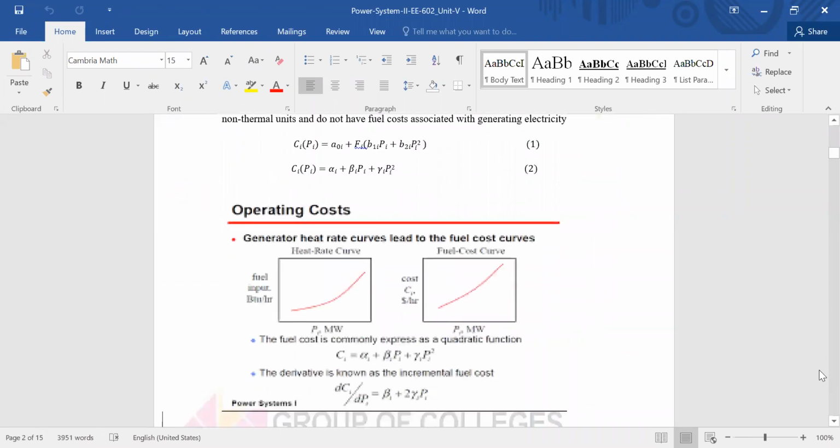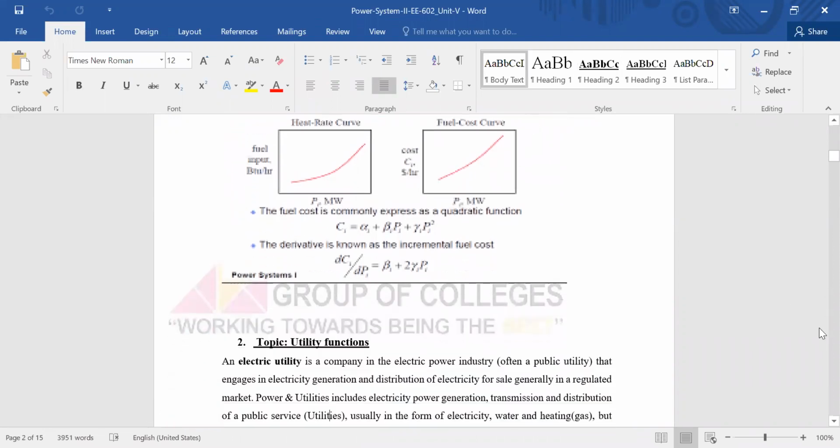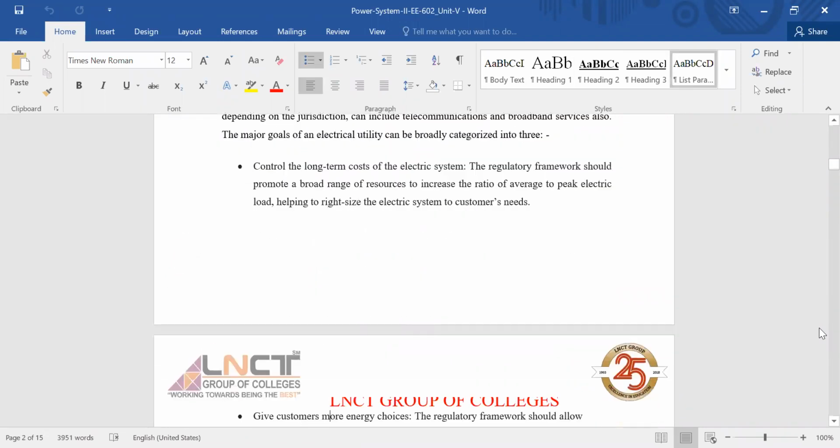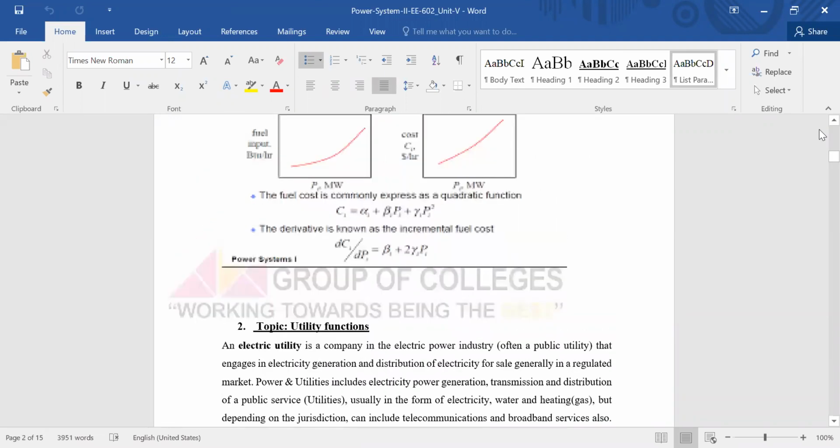Here we are talking about the cost associated with generating electricity, that is this equation, the fuel cost, right? So when we put that cost, the generator heat cost curves lead to the fuel cost. Okay, so we are taking the derivative of this one. We'll do it one by one. Then we have a total utility function over there, right?